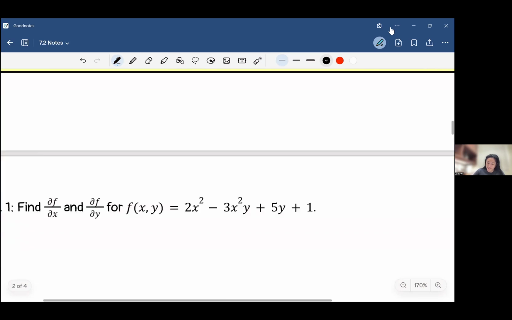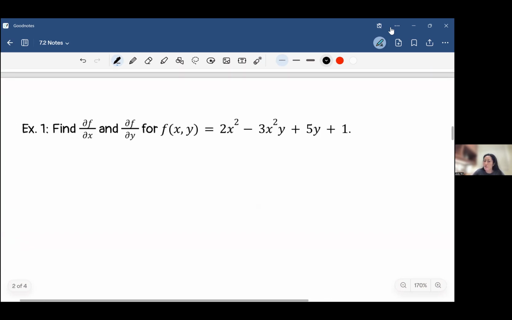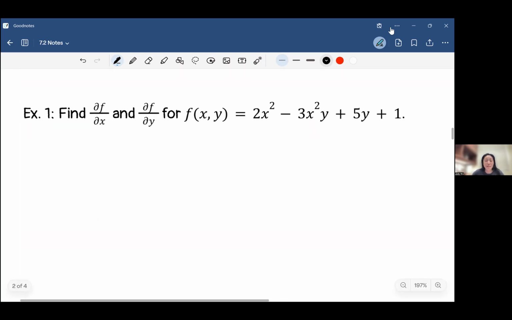All right, so hopefully we've seen this before, but let's jump right in. Let's review how we take derivatives, because I know we've been focusing on integrals for kind of a long time now, okay? Example 1 says find partial f partial x and partial f partial y for this multivariable function f of x, y equals 2x squared minus 3x squared y plus 5x plus 1.